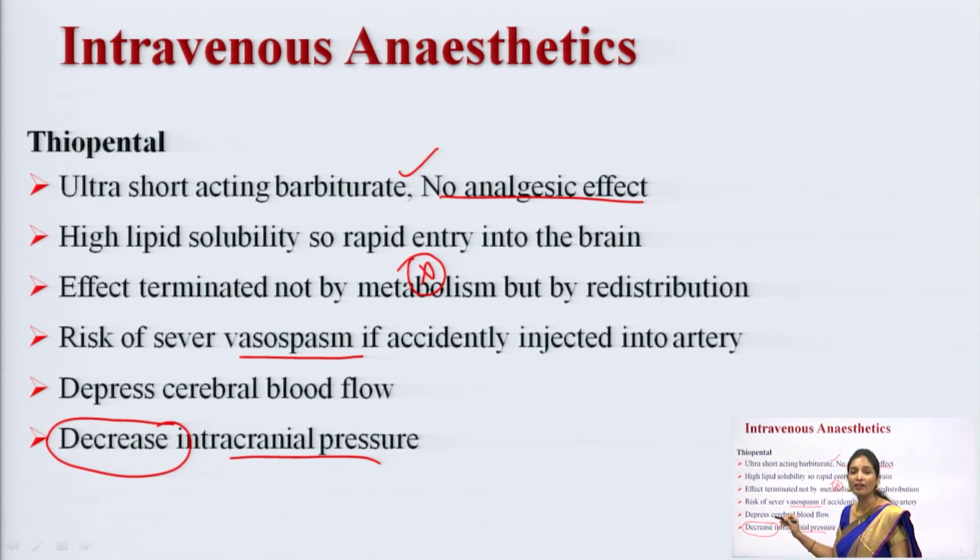And the action will be terminated by redistribution, but not by its metabolism. The major drawback with thiopental is that it can produce vasospasm. Why is it happening? Vasospasm is a terminology where you see the narrowing of an artery. What is the reason for narrowing of an artery? When the blood vessel has been constricted. So this vasospasm is due to constriction of a blood vessel, especially an artery.